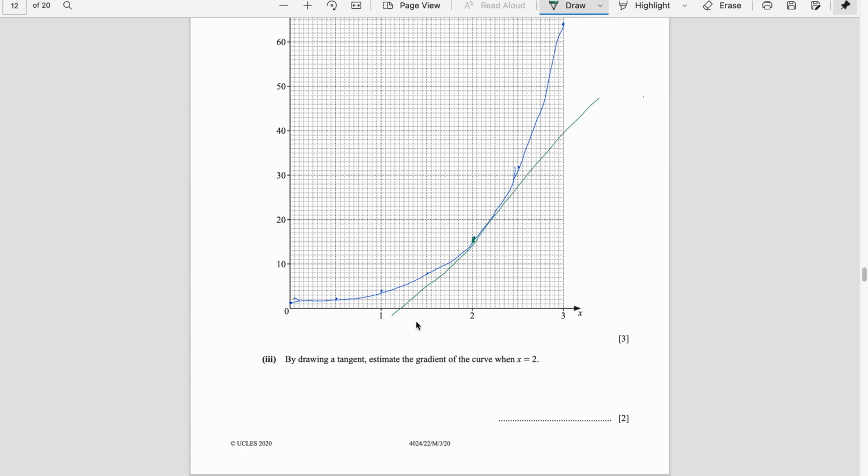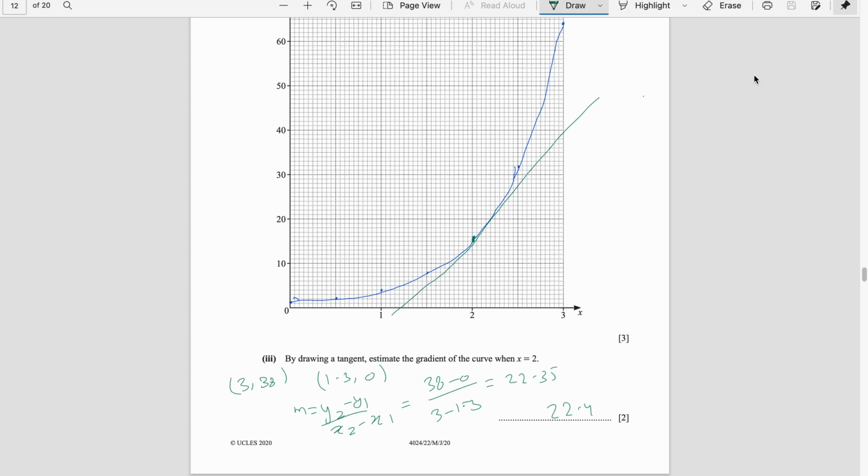Now choose any 2 points at a distance on this line and solve. So I'm selecting 3 and 38 with 1.3 and 0. Using the formula (y2 minus y1) over (x2 minus x1). So this is the gradient.